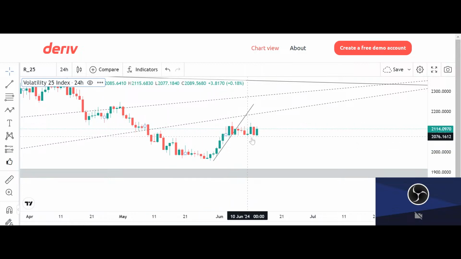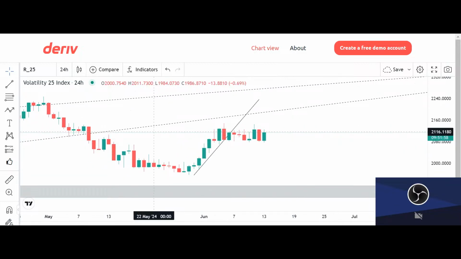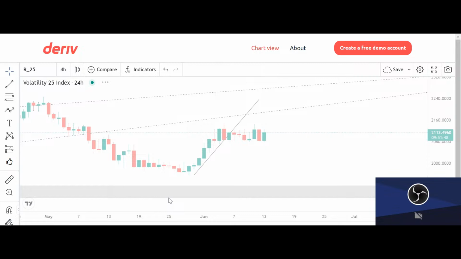But you see, there was a break. And after the break, what happened? We started having some consolidation. Very important. We broke here and we started consolidating. So to see this better, we have to go to a smaller time frame. Let's go to 4 hours.